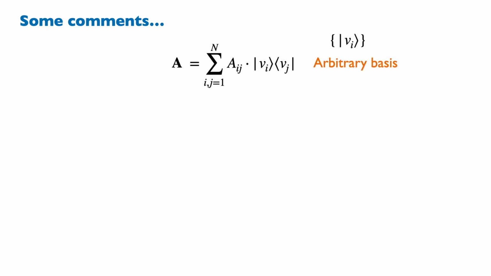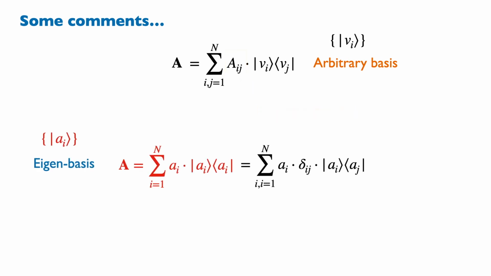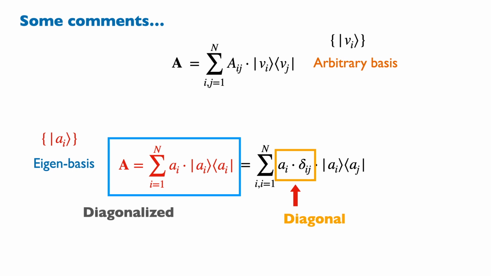First, some comments before we proceed with the proof. Generally speaking, if an operator is represented in an arbitrary basis, its matrix will typically contain off-diagonal elements. It may be possible to find some basis called the eigenbasis such that A is diagonal. When expressed in this form, we say that A is diagonalized. This expansion of A is often referred to as a spectral decomposition.